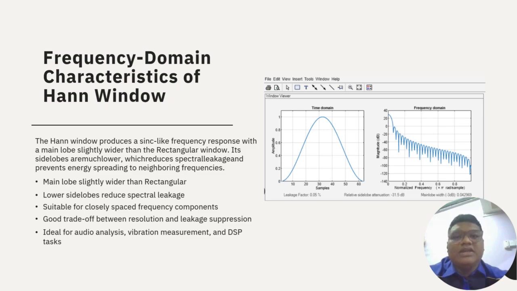Frequency domain characteristics for the Hann window. In the frequency domain, the response is sinc-like, but somewhat different compared to the rectangular window. The main lobe is slightly wider, which means the frequency resolution is not as sharp compared to the rectangular window. However, the side lobes are much lower. It helps to reduce spectral leakage and prevents energy from spreading to neighboring frequencies. Because of this, the Hann window offers a good trade-off between resolution and leakage suppression. That's why it's commonly used in applications such as audio analysis, vibration measurement, and general digital signal processing tasks.